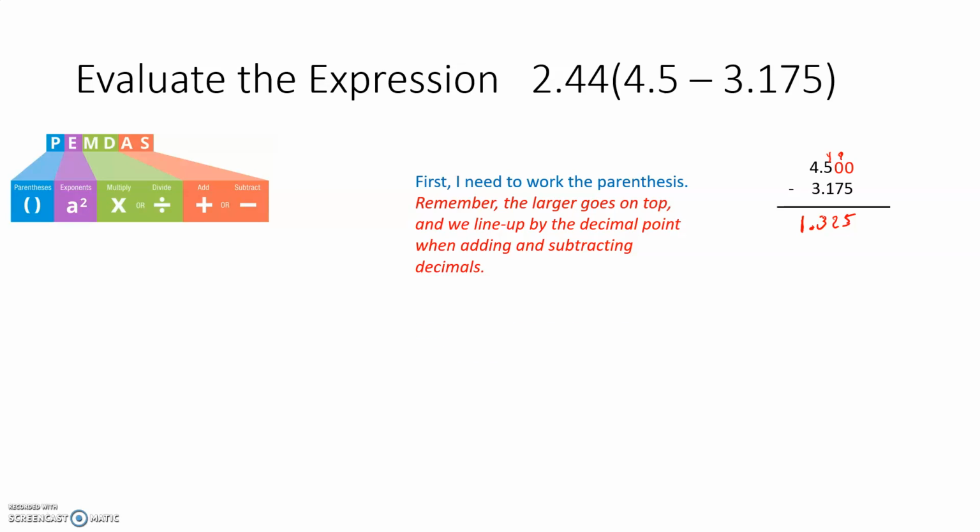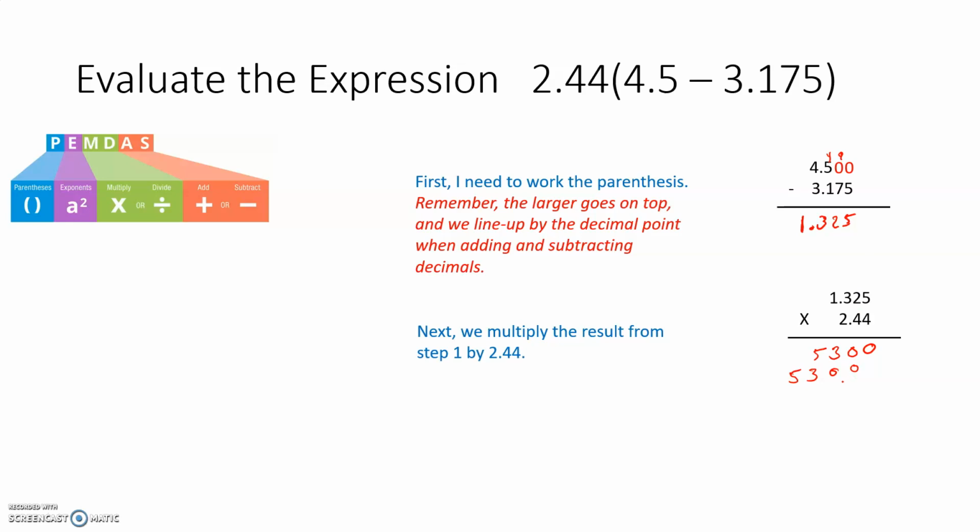All right, now I need to multiply times 244 hundredths. So multiply by 4. So 4 times 5 is 20, 4 times 2 is 8, plus 2, 4 times 3 is 12, plus the 1, and 4 times 1 is 4, plus the 1, so 5. Same thing because it's a 4, so 0, 0, 3, 5.